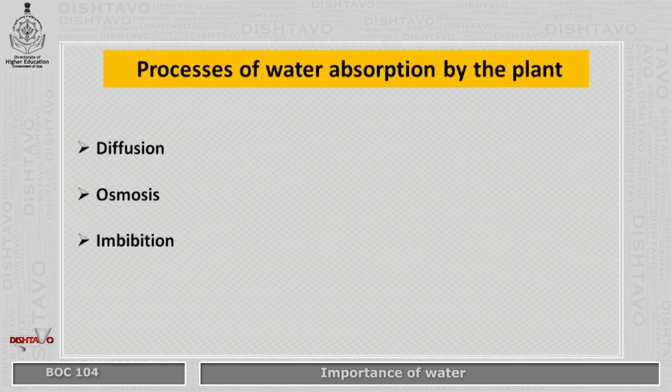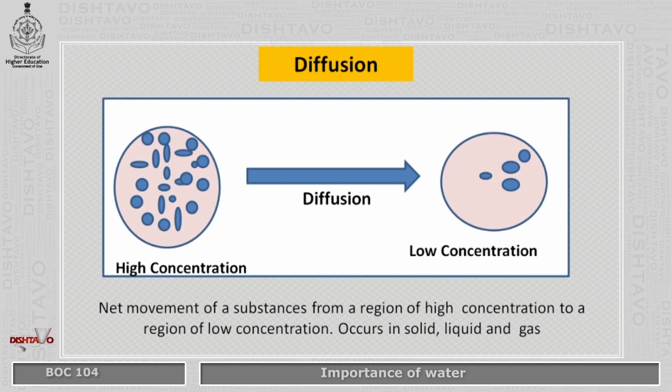There are three major processes: diffusion, osmosis and imbibition. Of these, diffusion and osmosis account for maximum water uptake. Now diffusion, it is defined physiologically as movement of molecules from a region of higher concentration to a region of lower concentration. You can read this diagram, and within the diagram you can make out that molecules diffuse from a high concentration to a lower concentration.